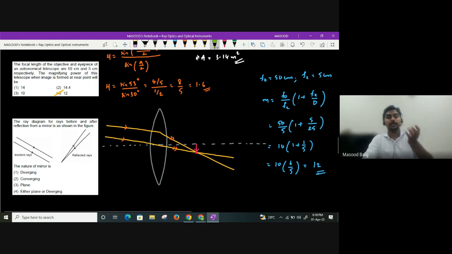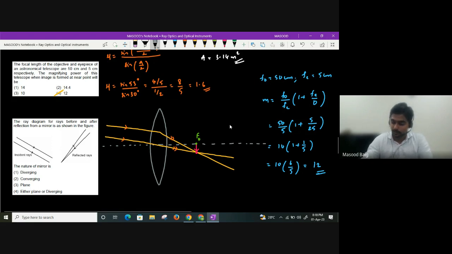Where is the object? I want to view an object which is very far away, so I'm going to make use of a telescope. The object is at infinity. Where will the image be formed, beta? The image will be formed at the focus of the objective. And the image formed by the objective, will it behave as an object for the eyepiece or not?